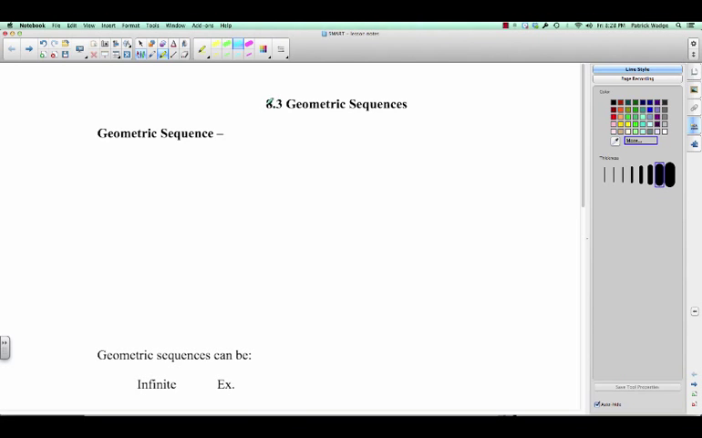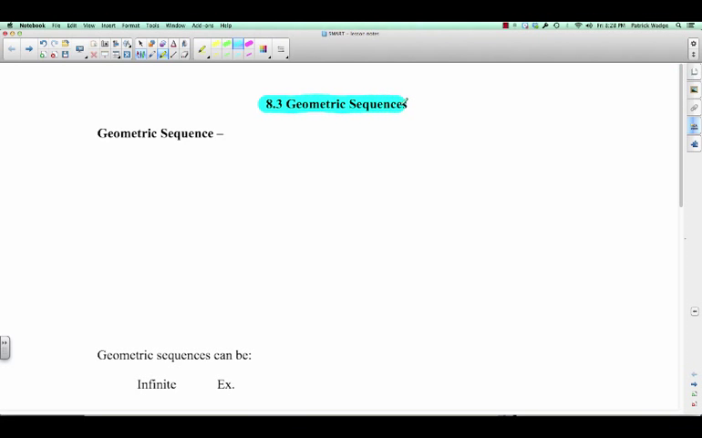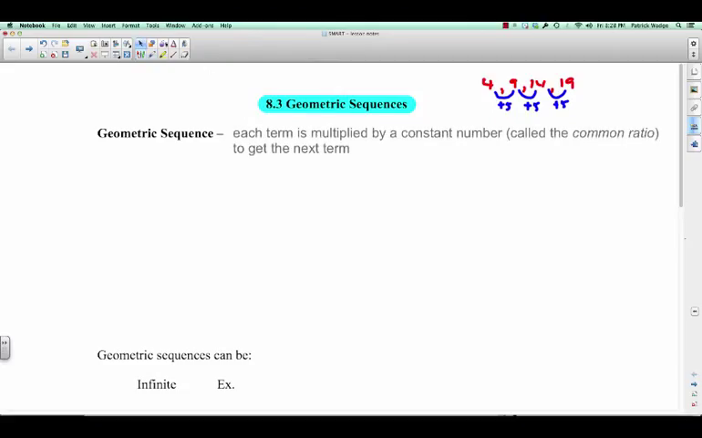Okay, in section 8.3, we're going to move from arithmetic sequences and series to now talking about geometric sequences. So, what's the difference? Well, very quick review of arithmetic sequence. An arithmetic sequence is just a list of numbers like this, and the reason it's an arithmetic sequence is because it's plus 5. There's a common difference, right? Plus 5, plus 5. You're adding the same amount every time. Well, with a geometric sequence, each term is multiplied by a constant number, and this constant number is called the common ratio, to get the next term.